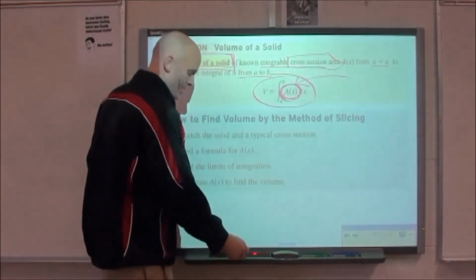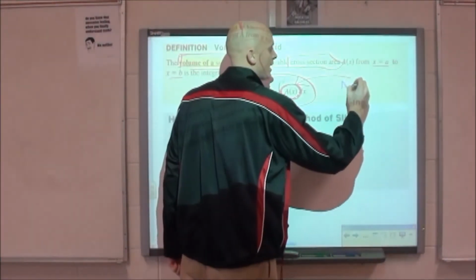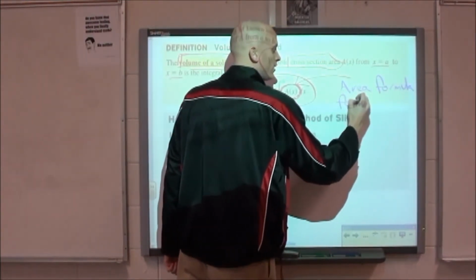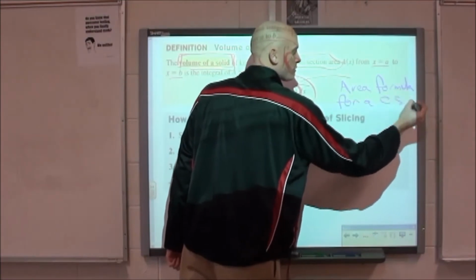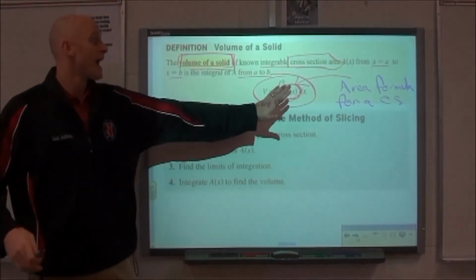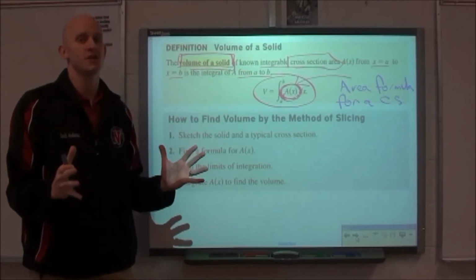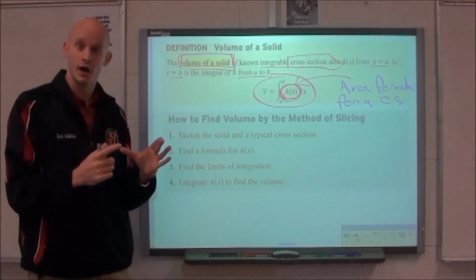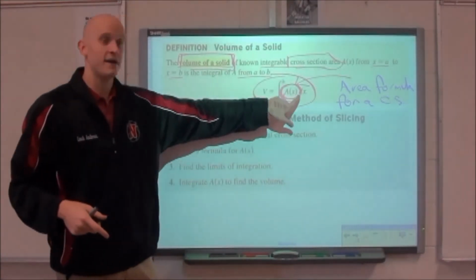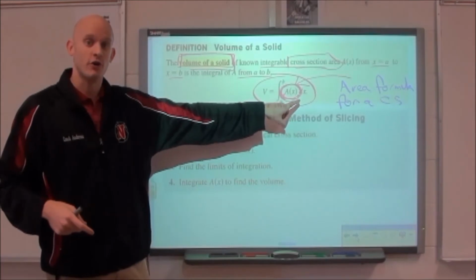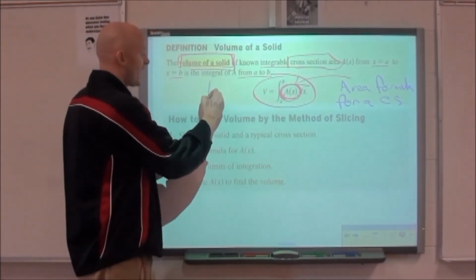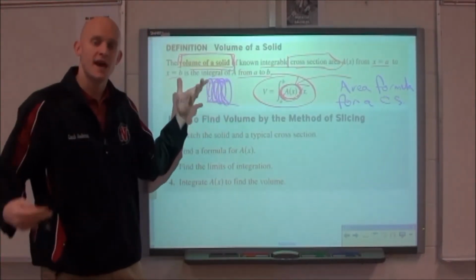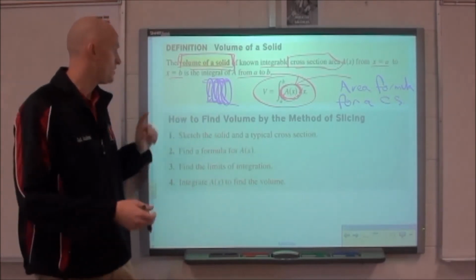That formula is the area formula for a cross-section. So we have to know what shape the cross-section is, and we also have to know the geometry, which is the formula for the area of a cross-section. And then we'll integrate that formula for the area of a cross-section, add every single tiny cross-section up from a to b to get our total volume. And you can see the steps here.